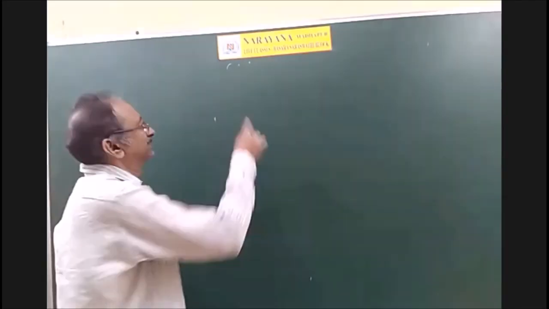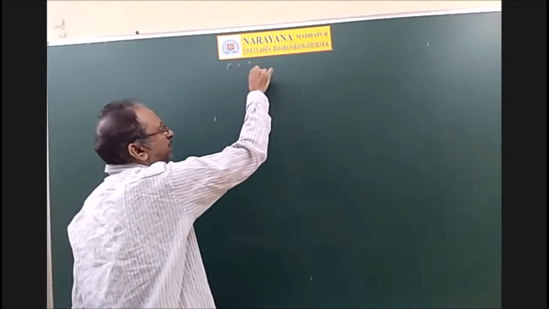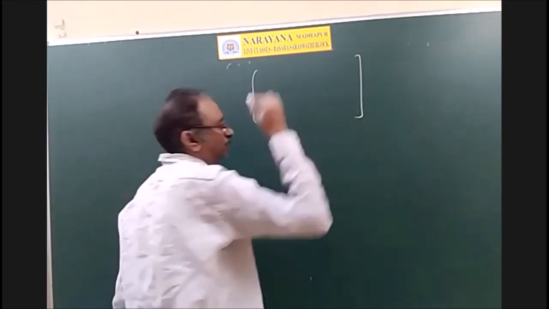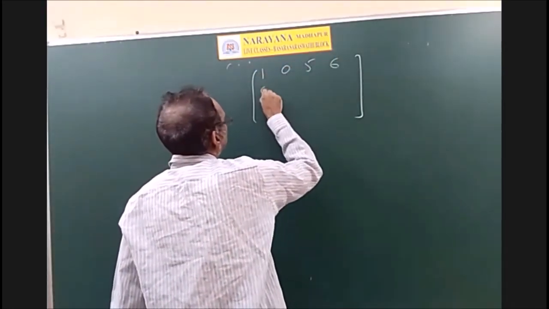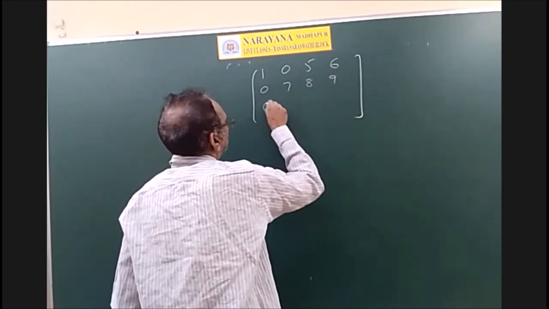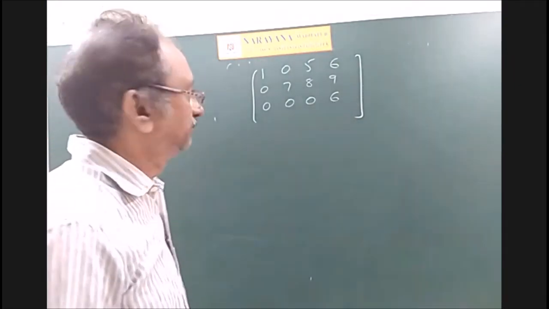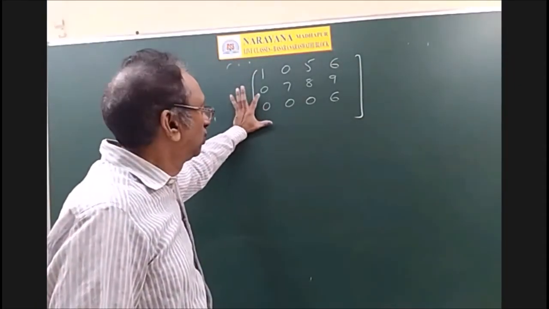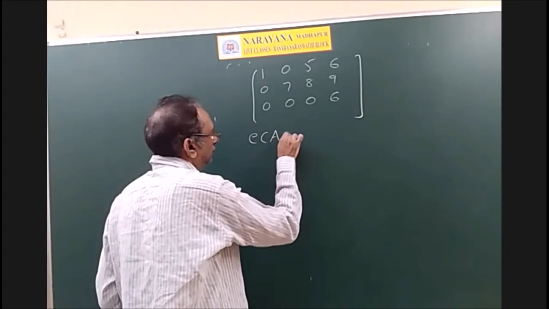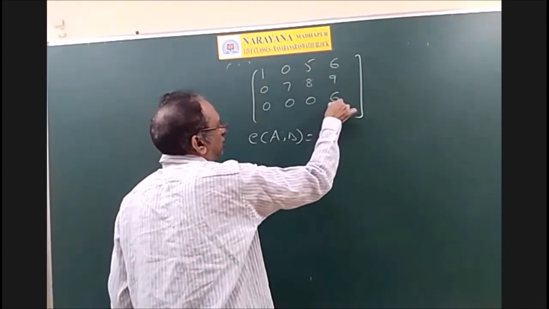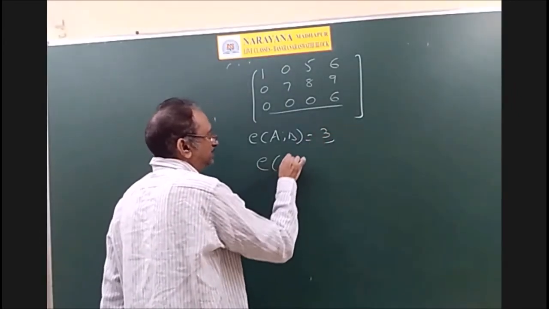See, suppose for some problems, the system of equations is converted into an augmented matrix and we convert that into echelon form. Finally, the echelon form is like this: 1, 0, 5, 6, 0, 7, 8, 9, 0, 0, 0, 6. Yes, definitely it is in echelon form because there are 3 zeros before the non-zero element. It is an echelon form. And what is the rank of AB? The number of non-zero rows. This is also a non-zero row. So 3.